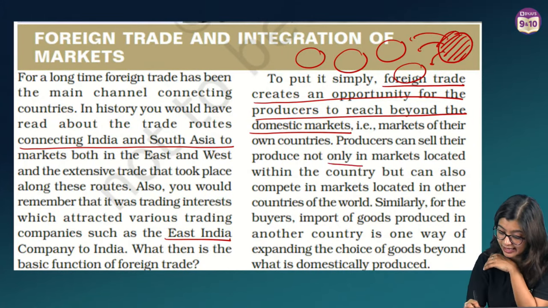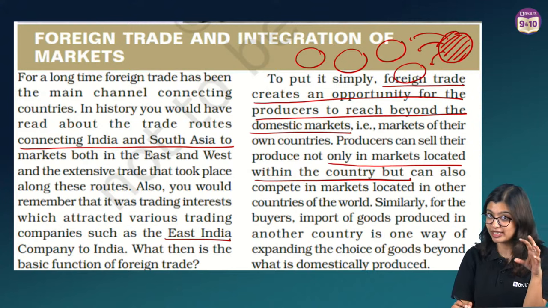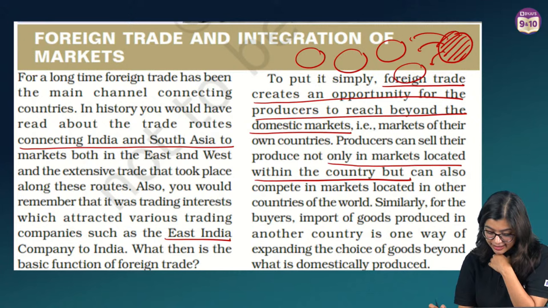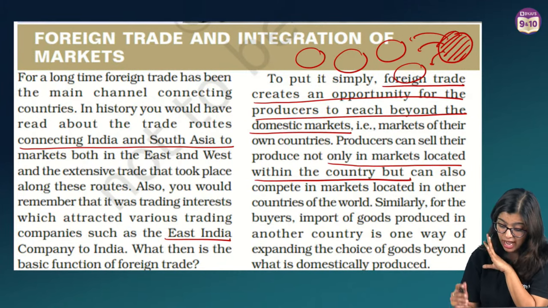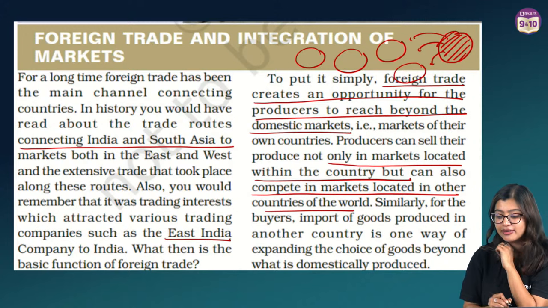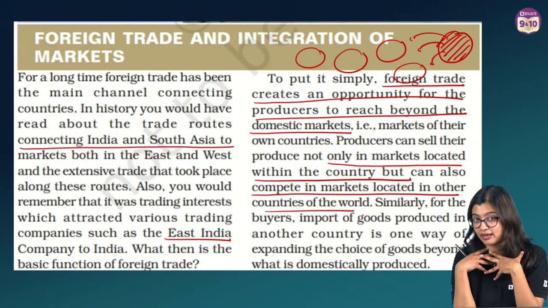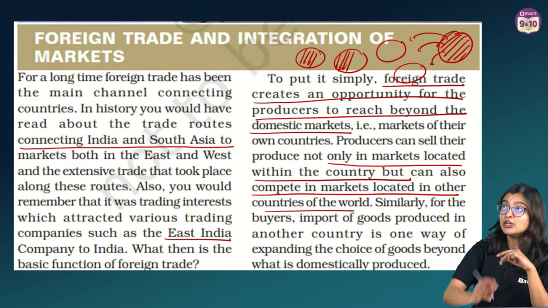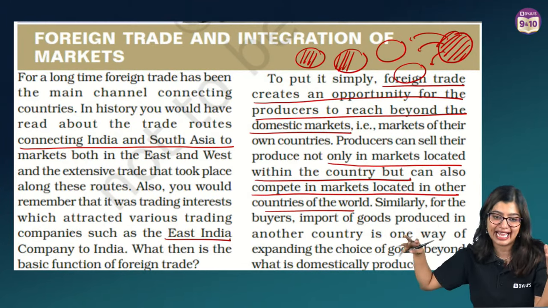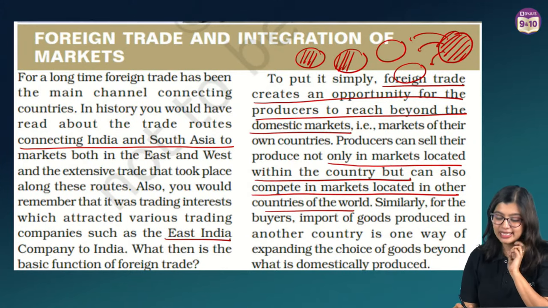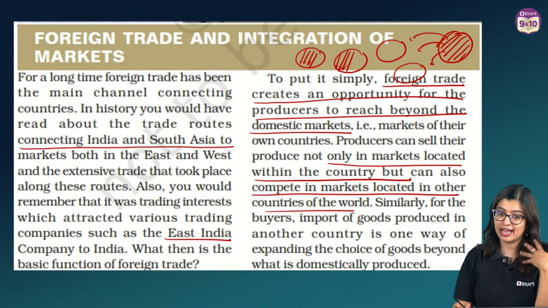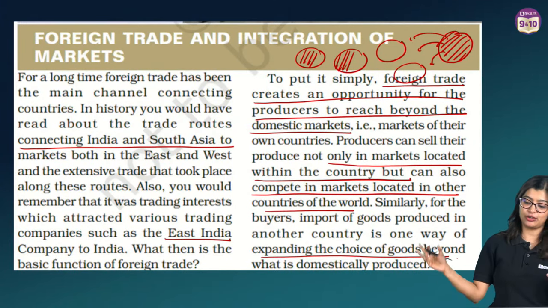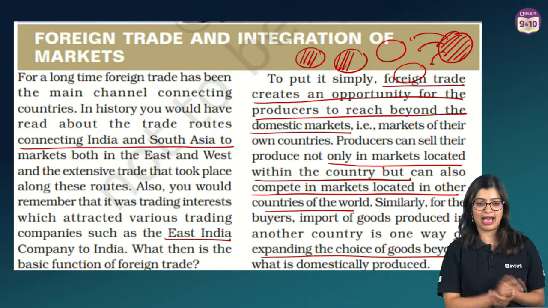And here we see that I can not only sell in a market located within my country, but I'm also able to compete in markets in other countries. So now Aishu's Bakery, which was in my country, is competing with the US, Dubai, and Germany. Now I'm competing with the bakers outside as well, right? Theek hai. Along with this, as a buyer, I have more choice, and this way the import of goods produced in another country is also able to expand, right?